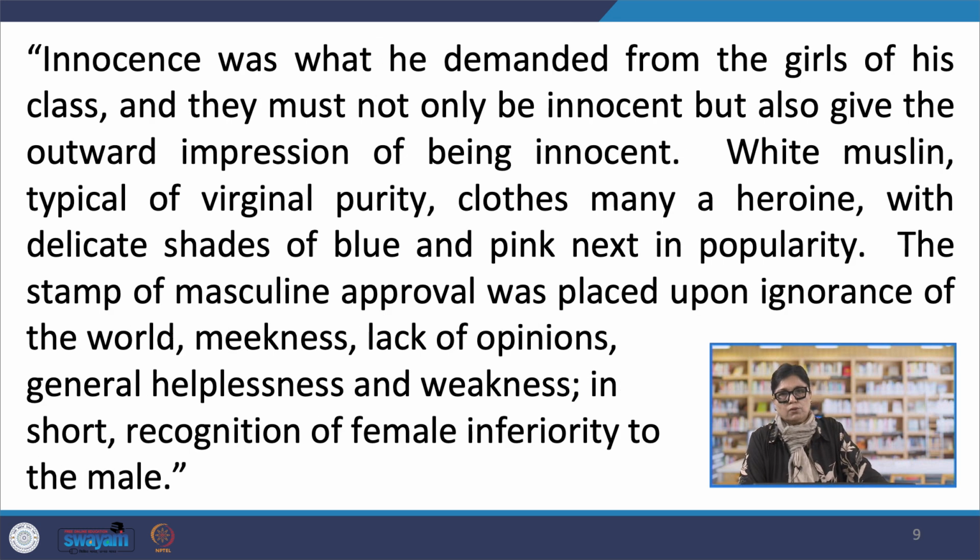looking for. Quote, innocence was what he demanded from the girls of his class. And they must not only be innocent, but also give the outward impression of being innocent. White muslin, typical of virginal purity, clothes many a heroine, with delicate shades of blue and pink next in popularity. The stamp of masculine approval was placed upon ignorance of the world, meekness, lack of opinions, general helplessness and weakness. In short, recognition of female inferiority to the male.